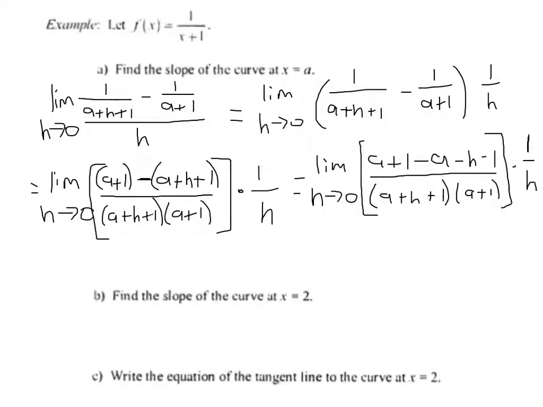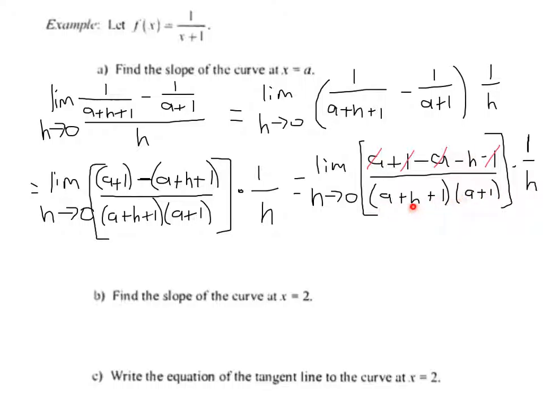And as I continue to simplify this, I'm just going to distribute this negative symbol to all three parts over here, and lots of things are going to start canceling off. So I have a positive a and a negative a. I have a positive 1 and a negative 1. Those are gone. And so my entire numerator for this part is now just a negative h.